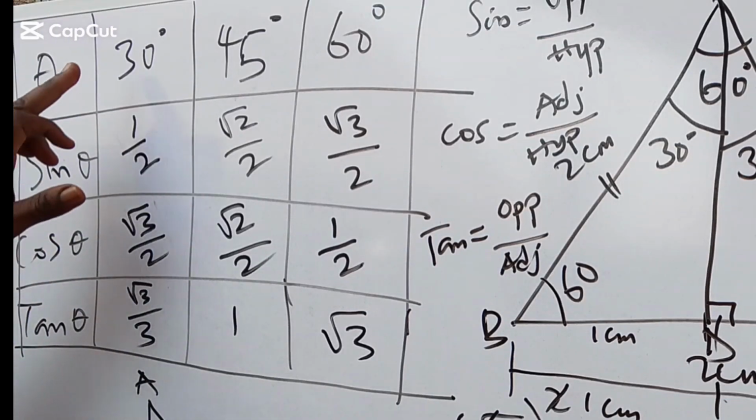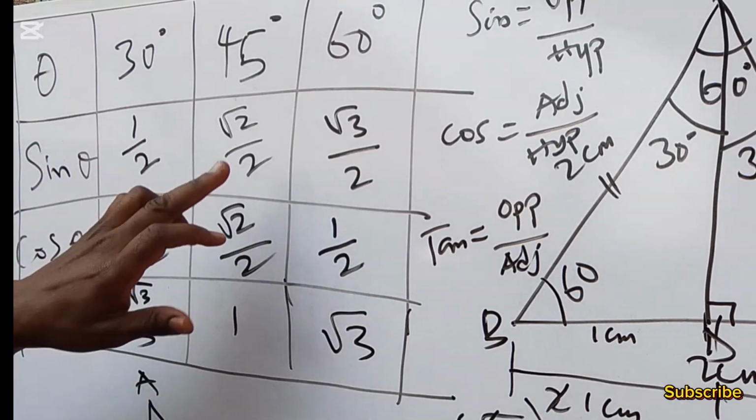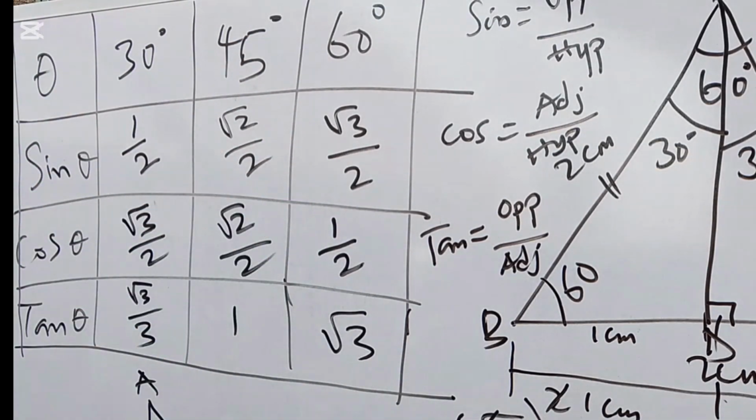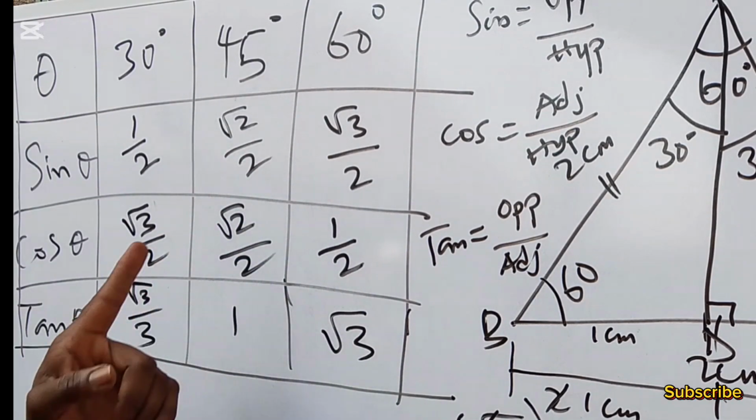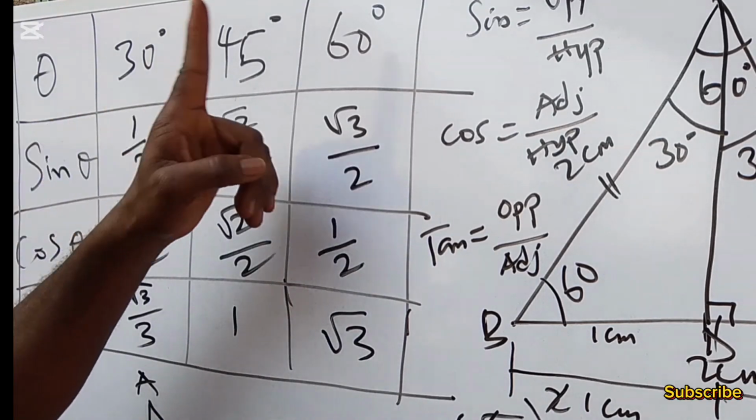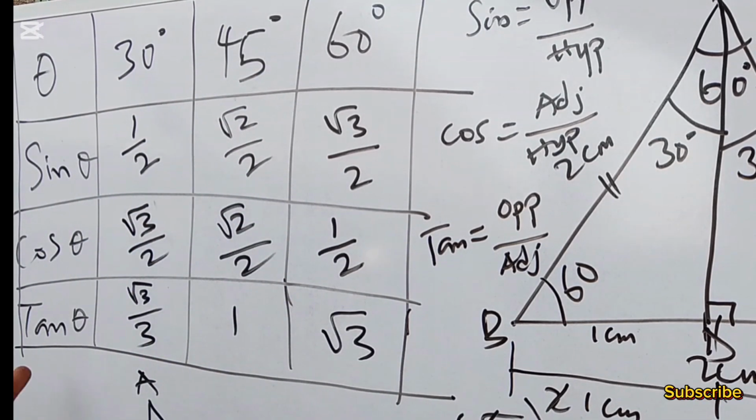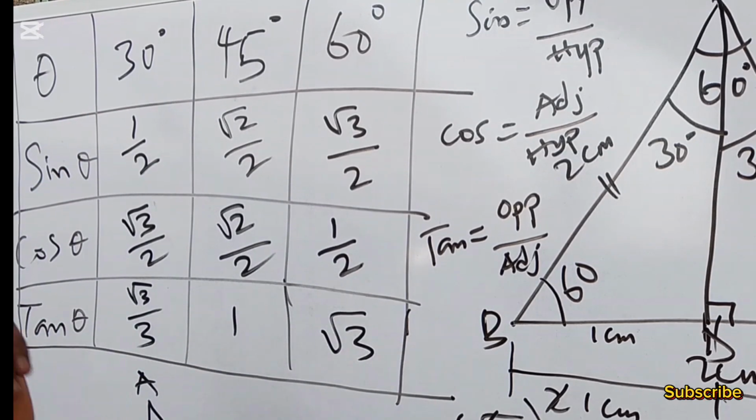Sine 30 is 1 over 2. Sine 45 is root 2 over 2. Sine 60 is root 3 over 2. Cos 30 is root 3 over 2. Cos 45 is root 2 over 2. Cos 60 is 1 over 2. Tan 30 is root 3 over 3. Tan 45 is 1. Tan 60 is root 3.